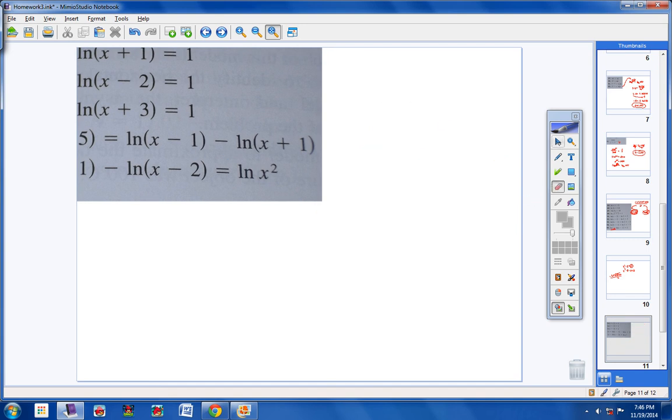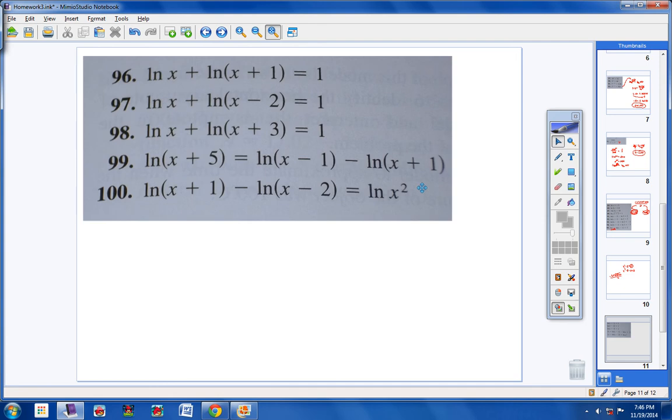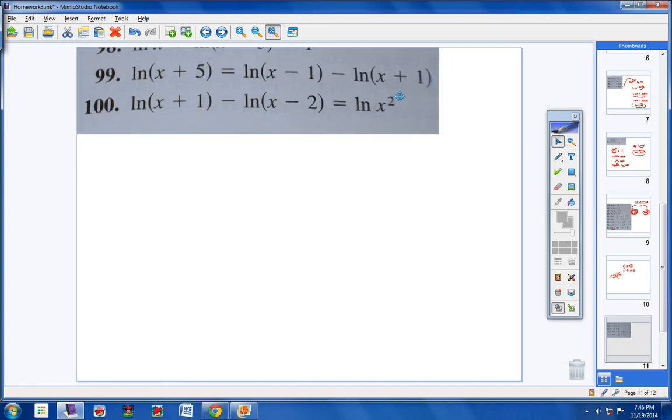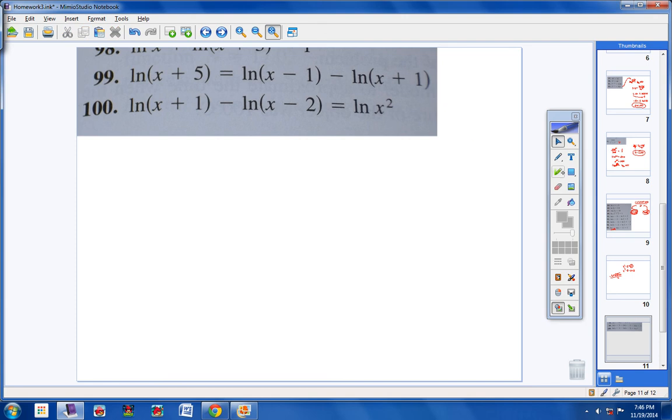Moving on to number 99. Now, students, first of all, understand something here. We have one log on one side and two logs on the other side. So here's what we're going to do. We're going to go natural log of x plus 5 equals natural log of x minus 1 over x plus 1, because these two logarithms here are subtracting.